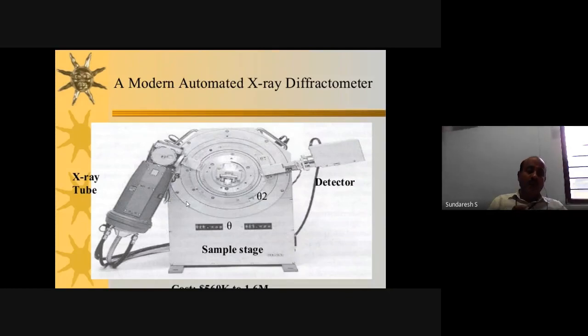This is a modern automated X-ray diffractometer. Okay, the cost is around $560, and then we have the detectors. The modern automated X-ray diffractometer we are having. And these are the basic components and features of XRD: production, diffraction, detection, and interpretation.